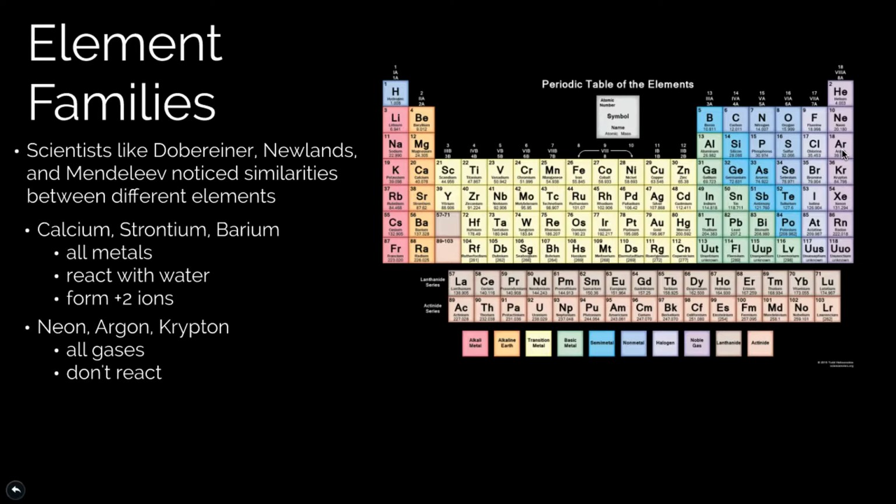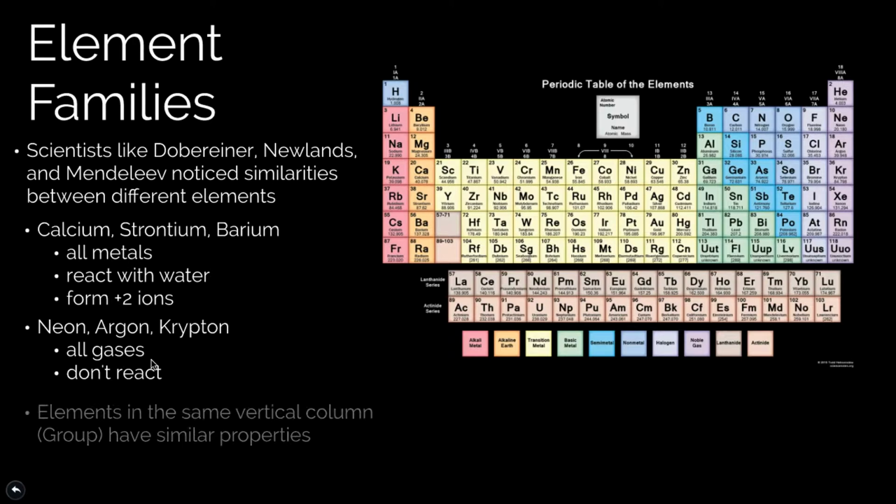And this isn't by coincidence. The periodic table was set up on purpose to show these similarities. And so when we have all these elements that are found in the same vertical column, they share a lot of properties. And for that reason, we call them element families because they are very similar to each other.